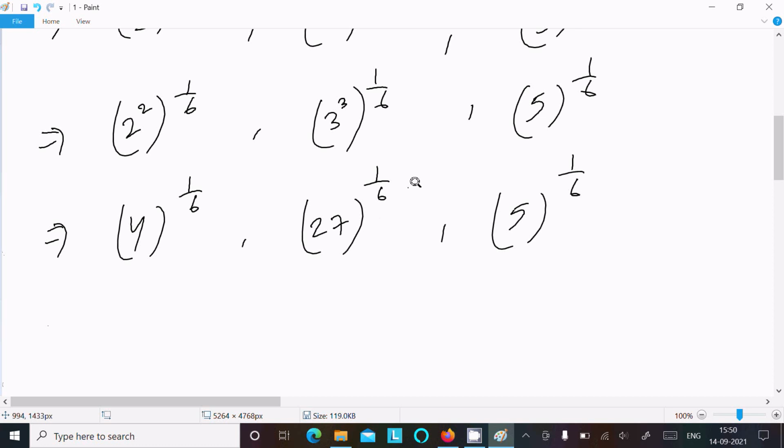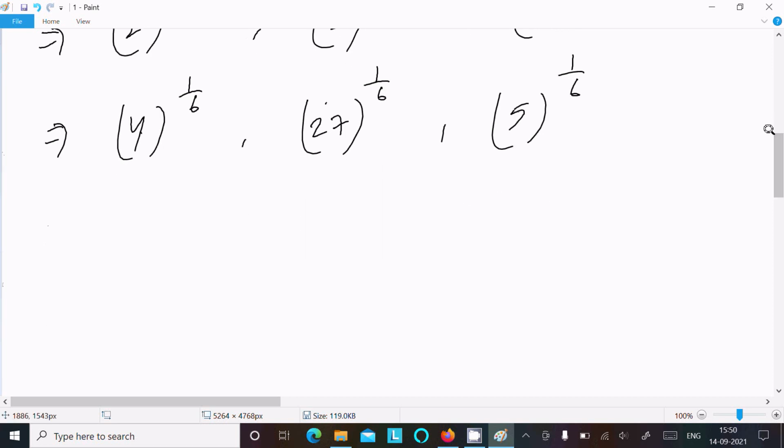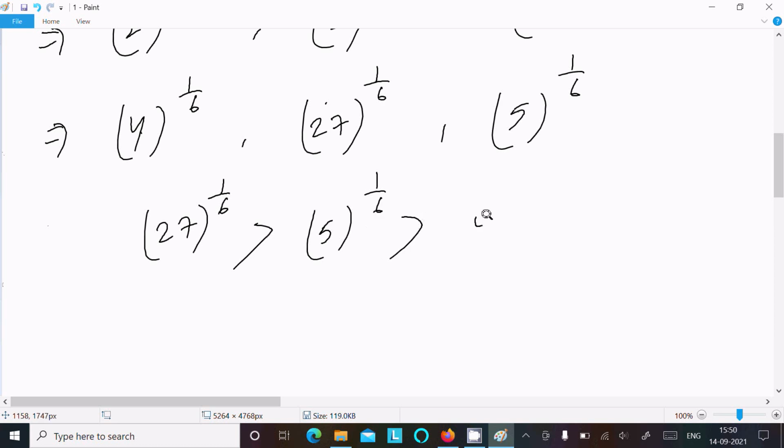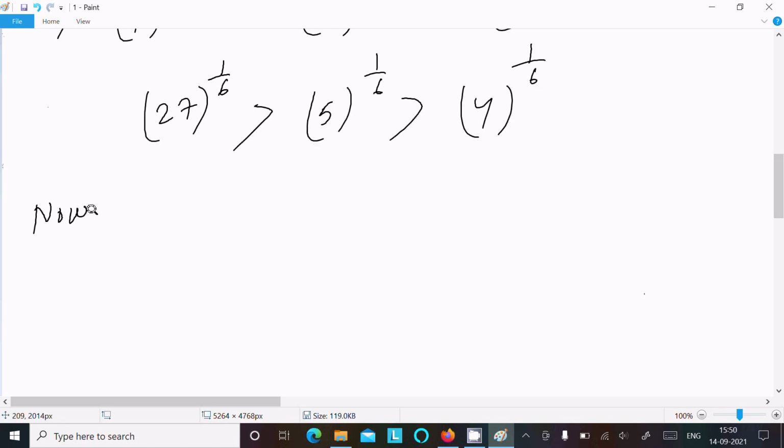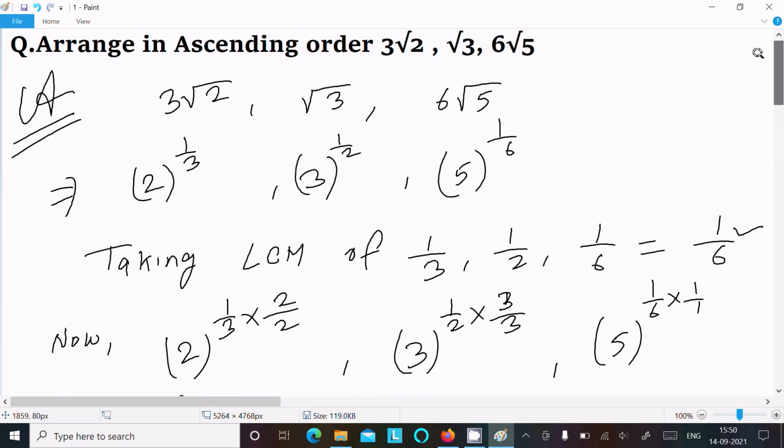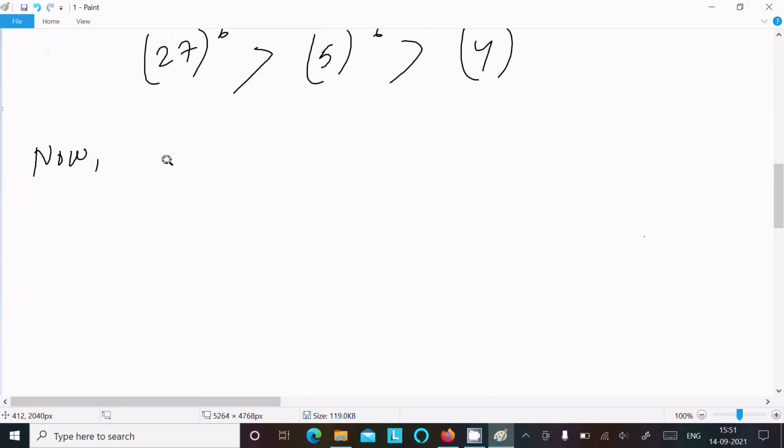So now if the power is the same, then we need to check the number. The highest number is 27, next is 5, then 4. So for ascending, 27 power 1 by 6 is the highest, next is 5 power 1 by 6, lowest is 4 power 1 by 6. Now we can write, the middle is the highest, which is root 3.